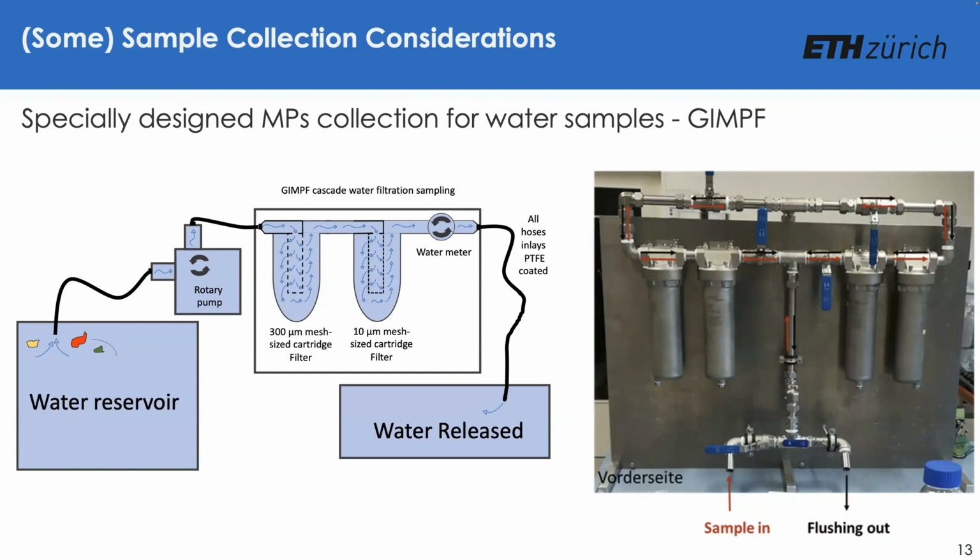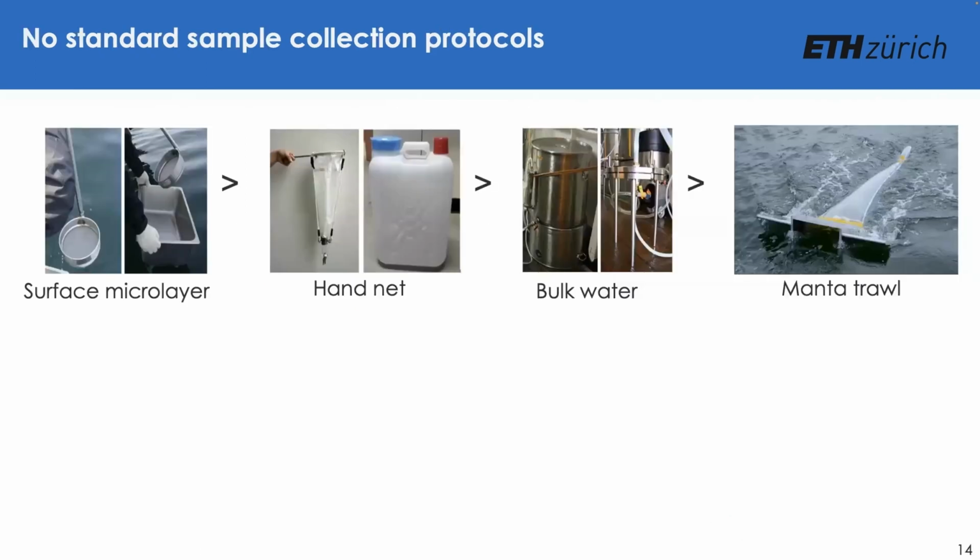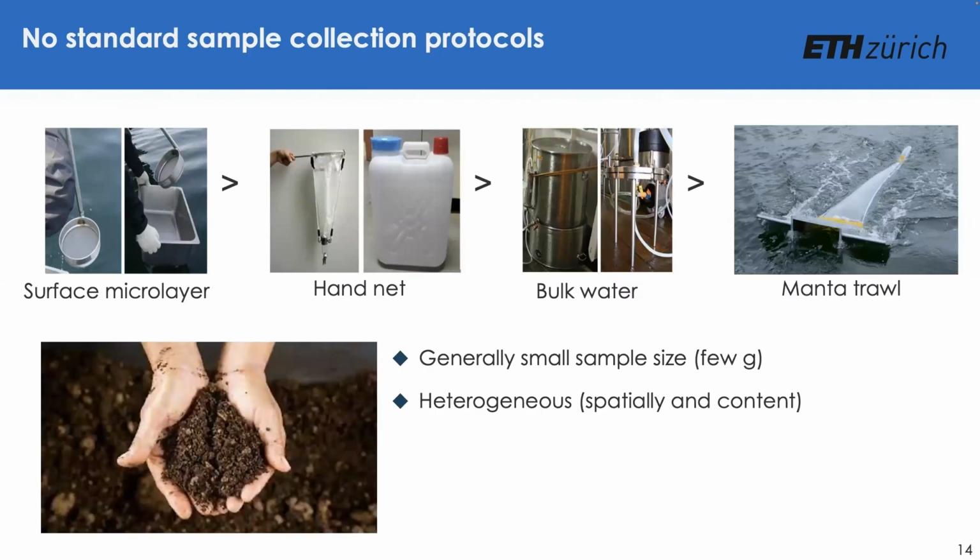For example, if you have different cascading water filtration units, you can have sequentially smaller size microplastics collected in each area of the filter. It also depends on which water body you're sampling, which type of sample approach is appropriate. So if you want to look at just the surface microlayer, you may have a hand net or something similar. And if you're going to bigger and bigger water bodies, then you might have some of these bulk water cascade filters or this manta trawl.